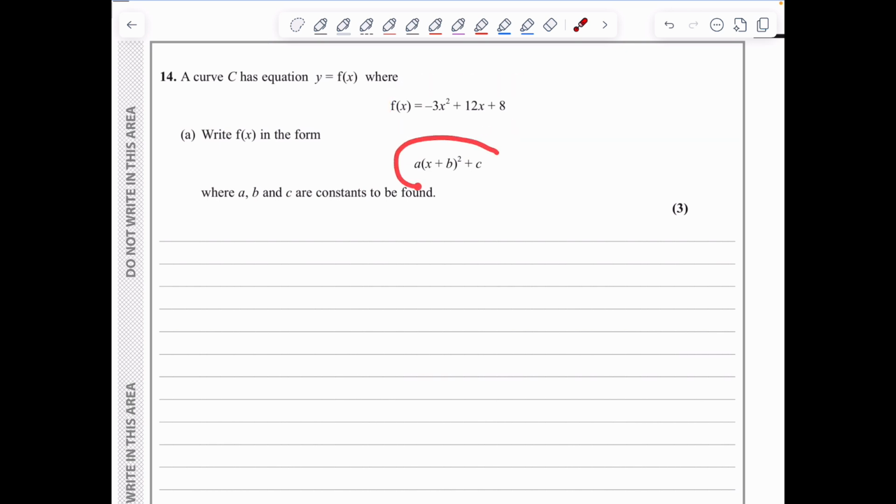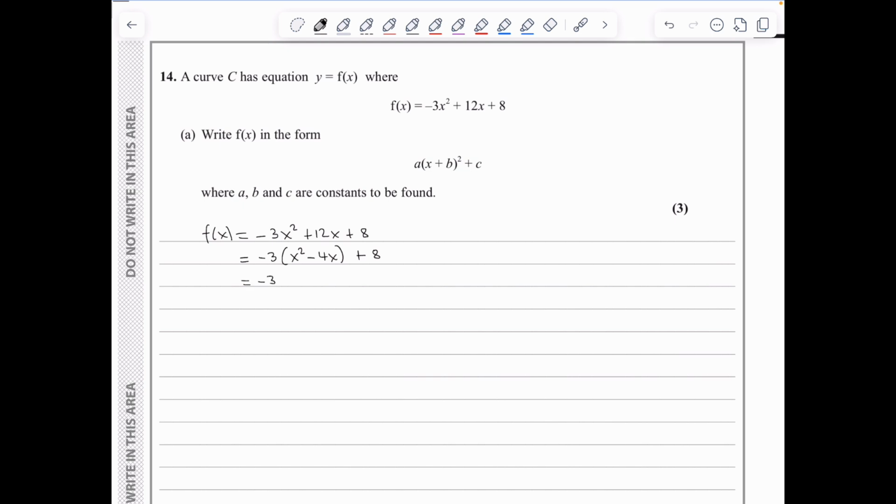In 14, we've got f of x to be this quadratic here, and we need to express it in this form where a, b, and c are constants to be found. So this is calling for completing the square. So we start with f of x being equal to minus 3x squared plus 12x plus 8. The first thing to do is factor out the negative 3, so it's negative 3, and I've got x squared minus 4x, and with close brackets plus 8, and I will be completing the square on x squared minus 4x.